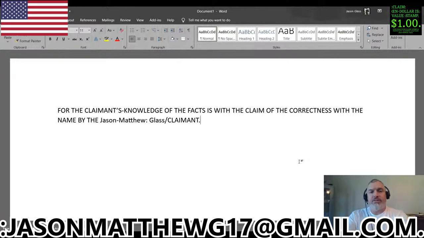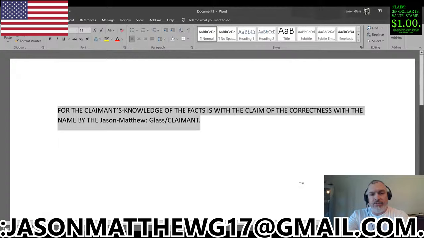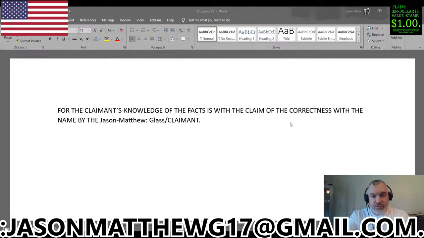What is wrong with this sentence? This is not correct sentence structure. It's not mathematically certified forwards and backwards. Why is this not mathematically certified forwards and backwards? I have credentialed the claimant.